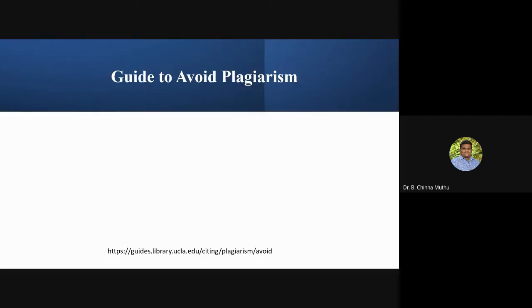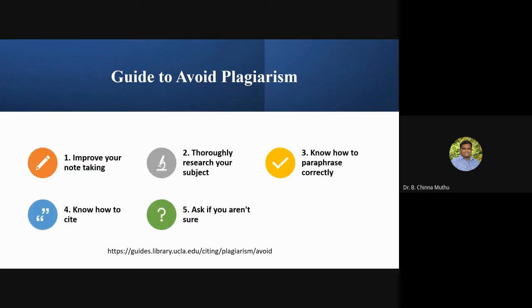So now, what is the guide to avoid plagiarism? Because now we have somewhat of a theoretical picture or overall understanding about plagiarism: why it is important, how it works, what the real problem is with regard to plagiarism, retraction and everything. But now our intention is to escape from plagiarism. So what is the real guide to avoid plagiarism? These are the five common steps that we can follow to avoid plagiarism.